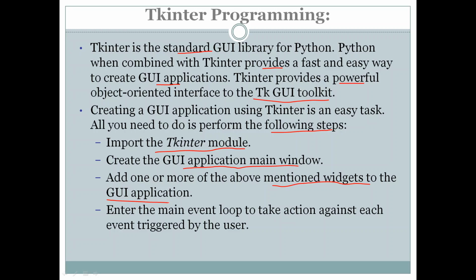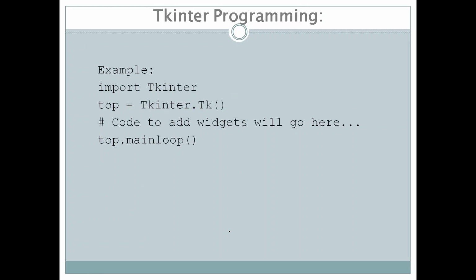So create a top level window, add the widgets. Lastly, enter the main event loop to take action against each event triggered by the user. We have to enter the main event loop, which displays our GUI and handles all the events. So these are a few steps which can be used to create a GUI program in Python. Let us look at one example here. Here we are creating a small GUI which consists of a top level window.